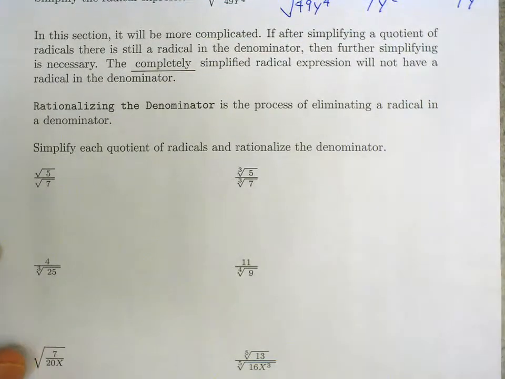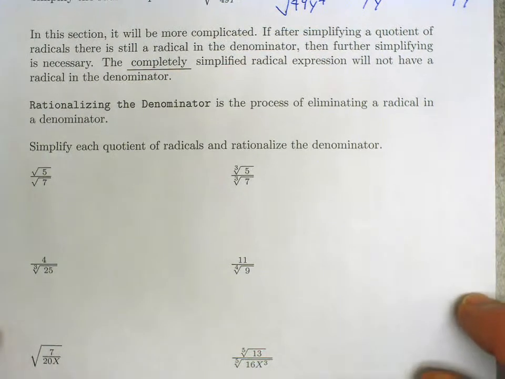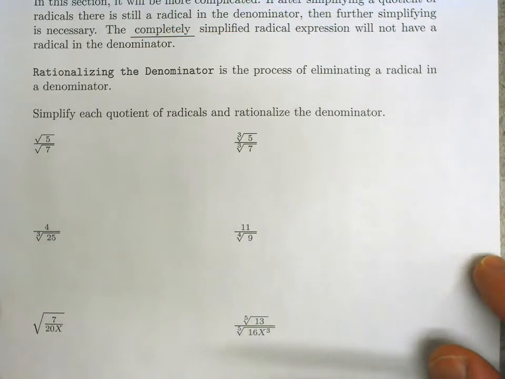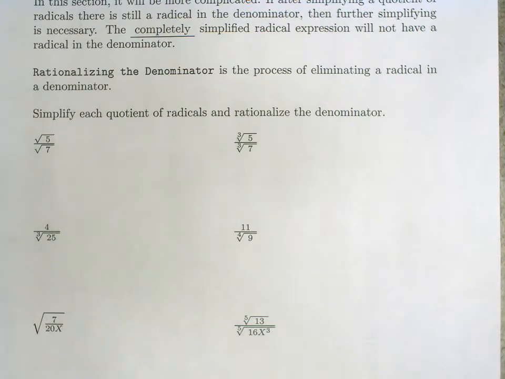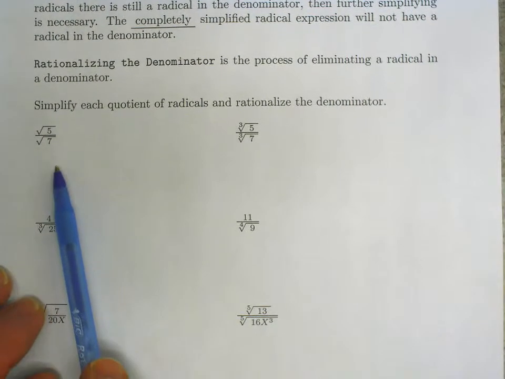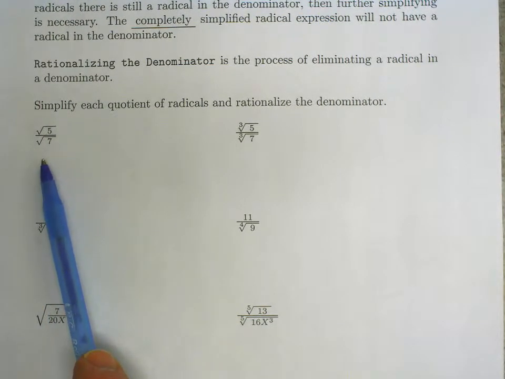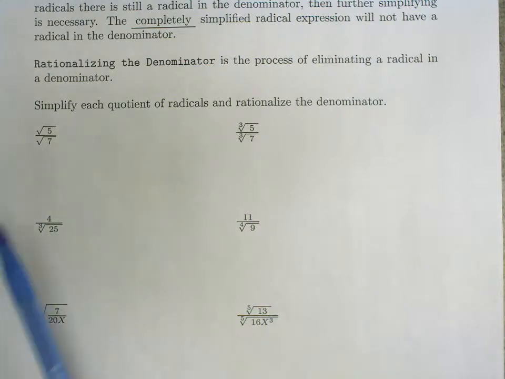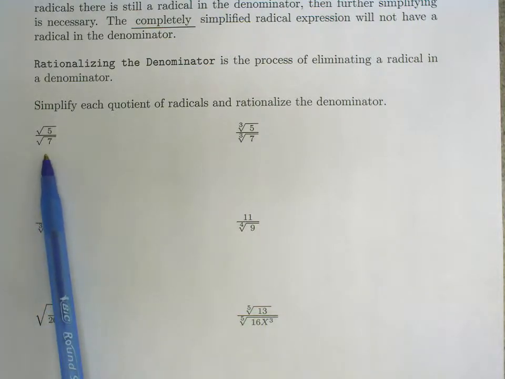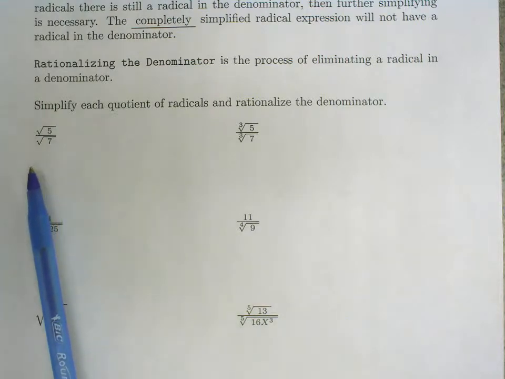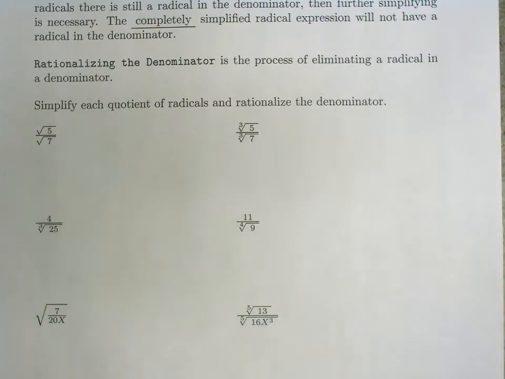A rational number is a number that can be written as an ordinary fraction. So I'll explain in a number of examples how to rationalize denominators when necessary. Okay, so in this first example, the square root of 5 divided by the square root of 7. In this case, the denominator is not a rational number, it's an irrational number. The square root of 7 cannot be written as an ordinary fraction where both the numerator and denominator are integers.